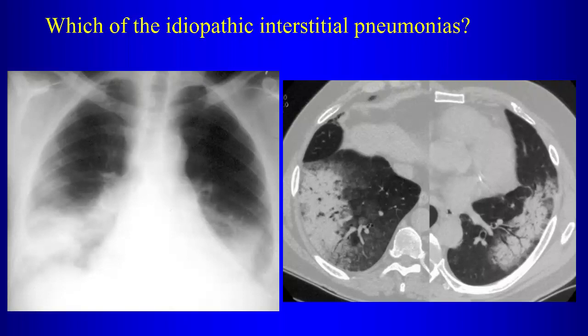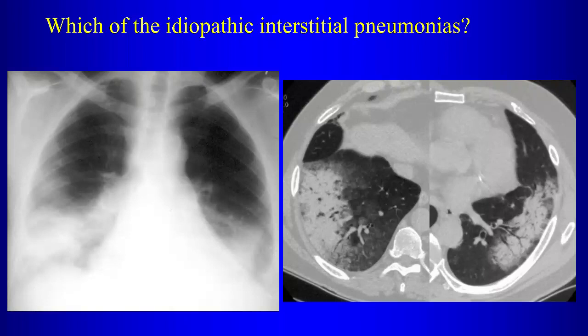And what else about these opacities, these consolidations, should be remarked about? Dan? Bibasilar, their distribution is like in the lower lung. What about central versus peripheral? They're peripheral. So you have peripheral consolidation. So which of the idiopathic interstitial pneumonias are we talking about here?